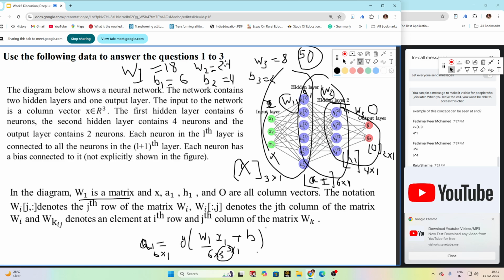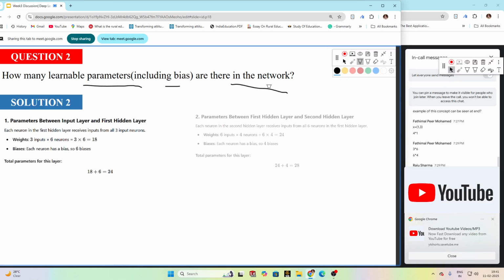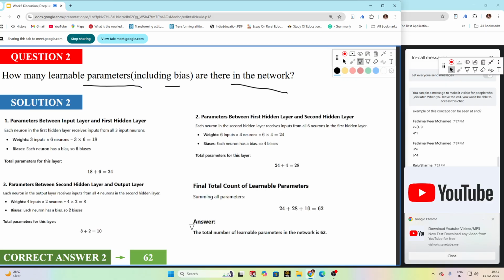This is 42 plus 8, that is 50, and this is 12. So 50 plus 12 is 62. Okay, so 62 will be our correct answer. This is an integer type of question, so 62 is your correct answer.